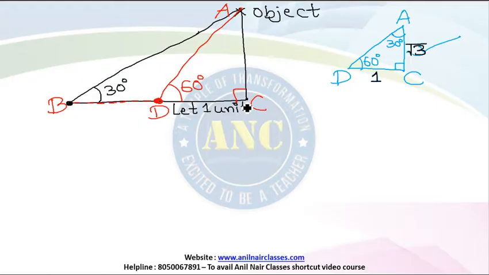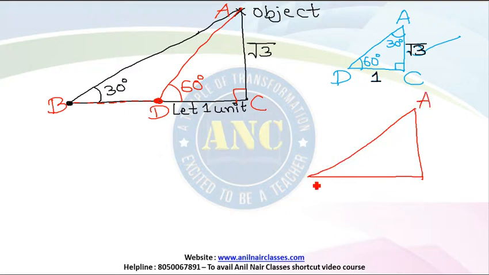Assume the value of DC as 1. If DC is equal to 1, definitely the value of AC will be equal to root 3. Now, that is for the smaller right angle triangle. Can I say the same if I take the bigger right angle triangle? The bigger right angle triangle is ABC.